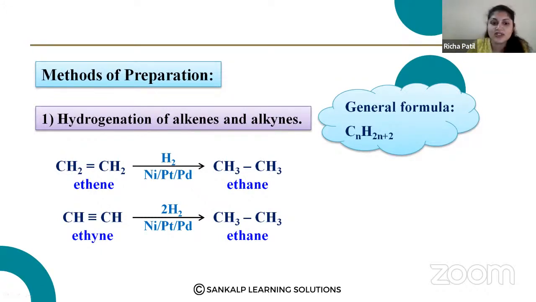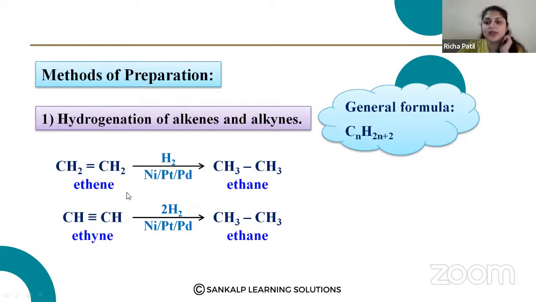What do you mean by hydrogenation? Hydrogenation is addition of hydrogen, H2 molecule. And what is dehydrogenation? Dehydrogenation is removal of hydrogen, H2 molecule. So remember this, don't get confused. If it is hydrogenation, it is addition of hydrogen. So you are preparing your alkanes by addition of hydrogen to alkenes and alkynes.